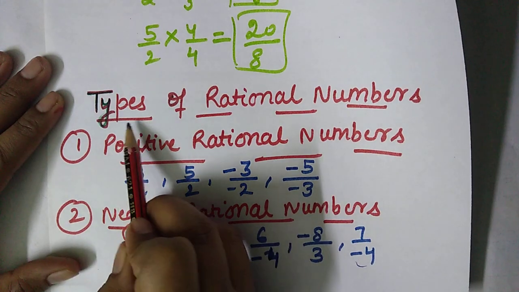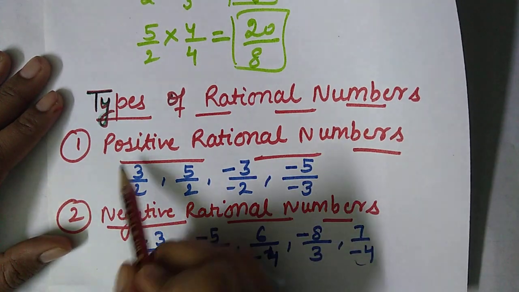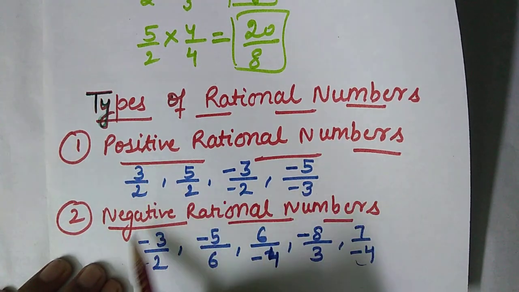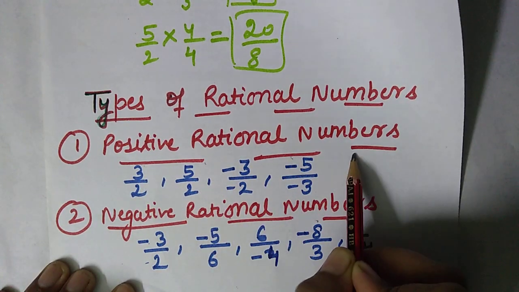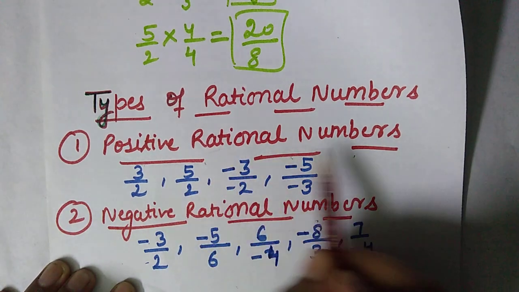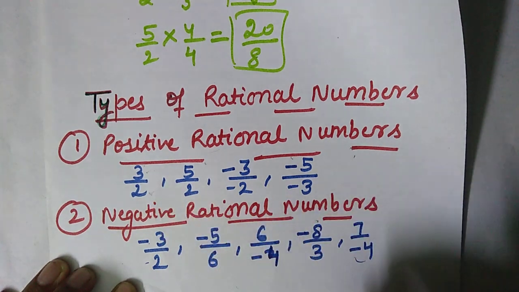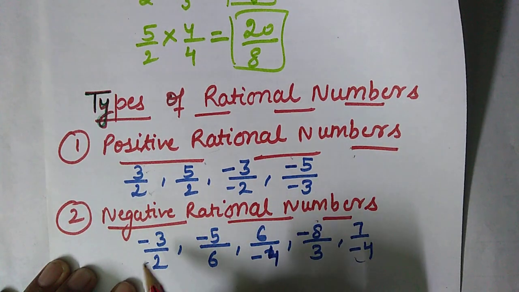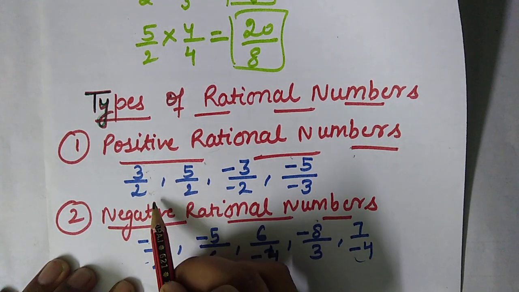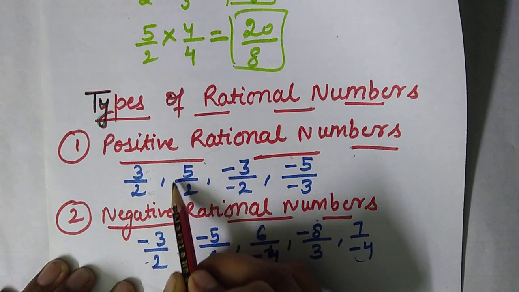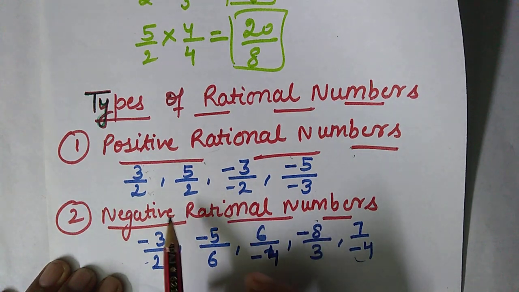After that, we have learnt about types of rational numbers. We have two types: the first one is positive rational numbers and the second one is negative rational numbers. What are positive rational numbers? When the numerator and denominator of a number have the same sign, either both positive or both negative, then the numbers are known as positive rational numbers.